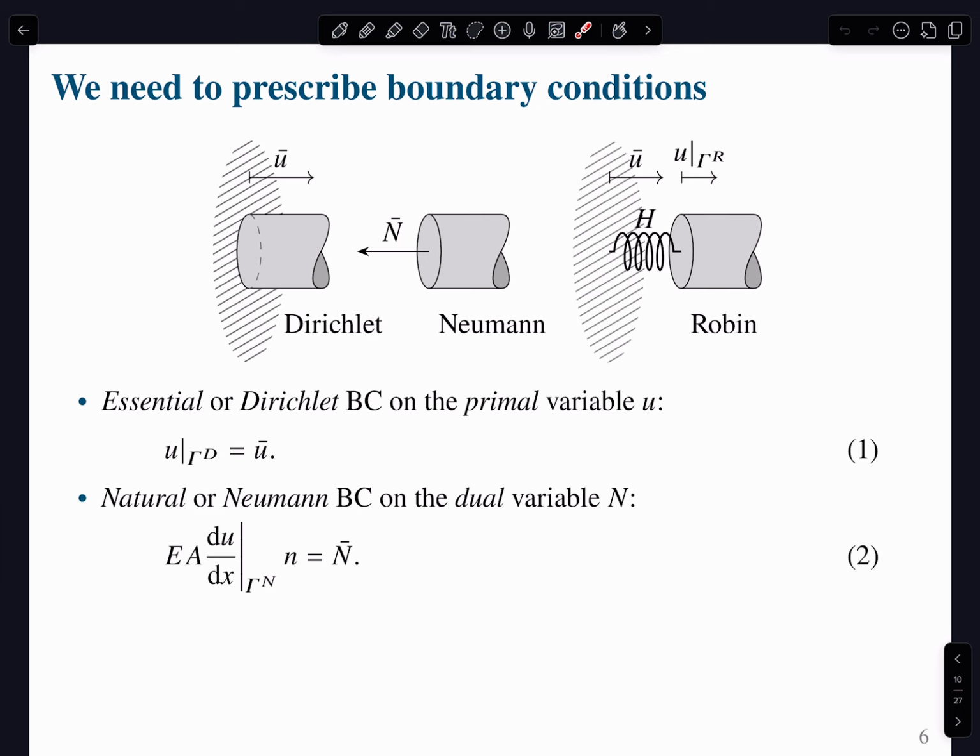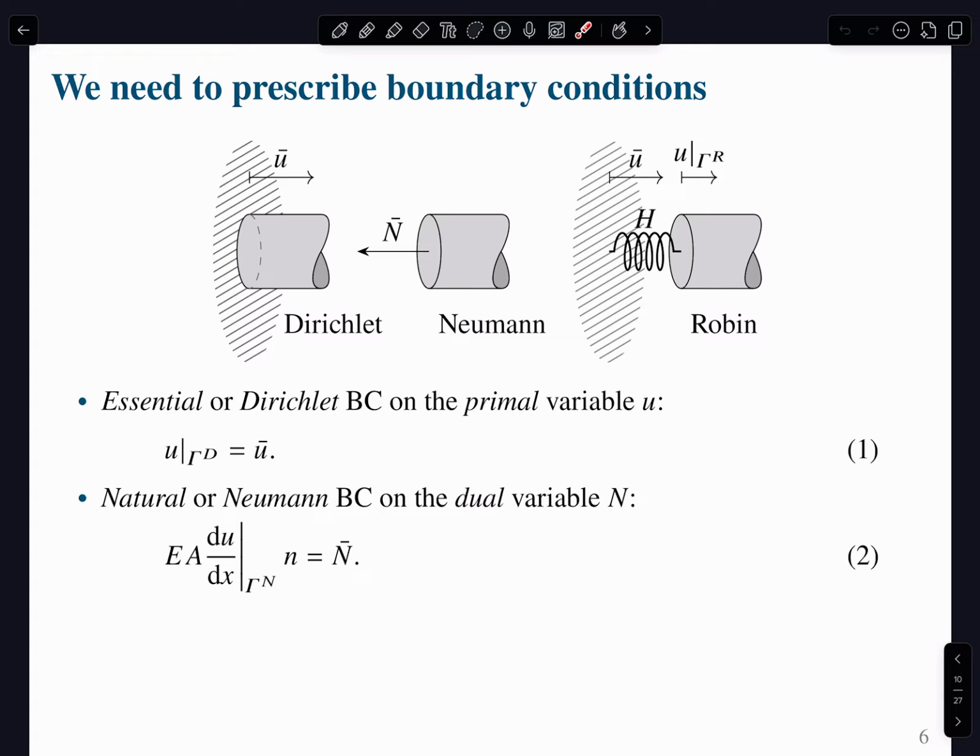We have a second type of boundary condition on the dual variable that is called Neumann. And notice I'm going very fast, right? And part of that is because this should be, in a way, a recap from what we did in nonlinear mechanics. For those of you who didn't do nonlinear mechanics, you are free, of course, to ask questions, stop me.